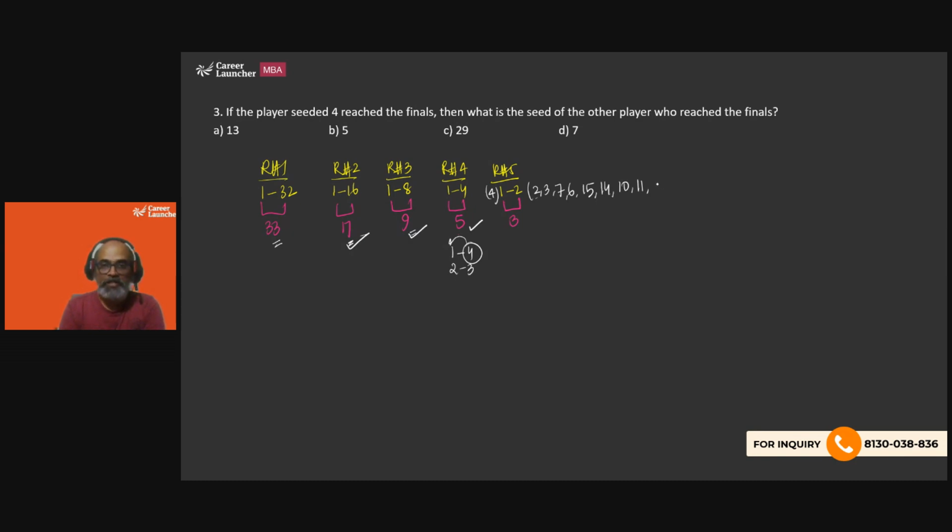2 plus what is 33? It's 31. 3 plus what is 33? It's 30. 7 plus what is 33? It's going to be 26. 6 plus what is 33? It's going to be 27. 15 plus what is 33? It's going to be 18. 14 plus what is 33? It's going to be 19.